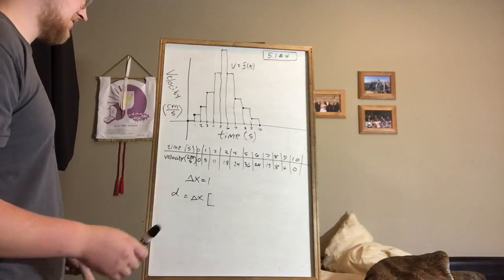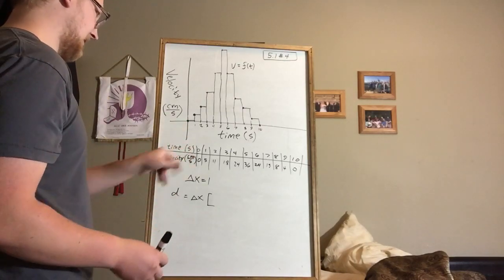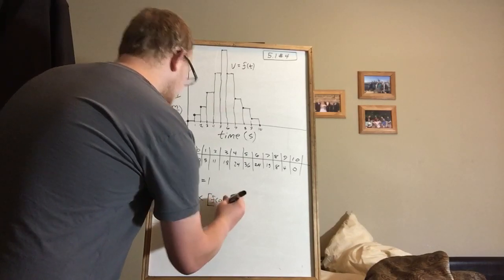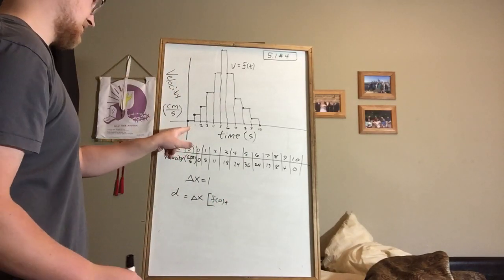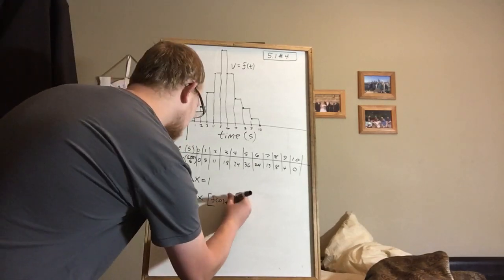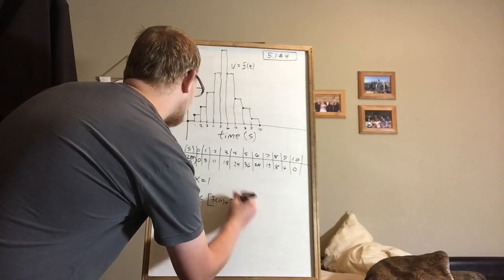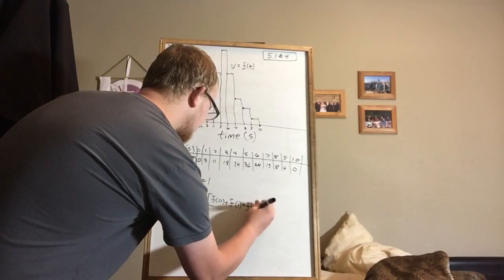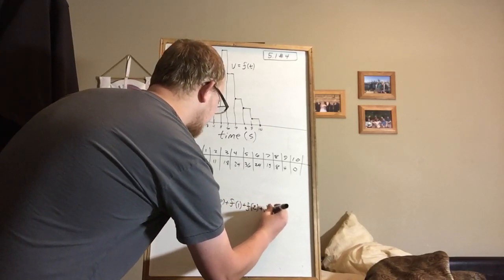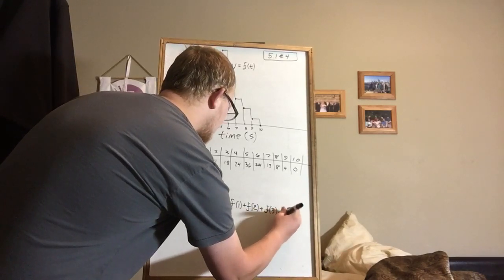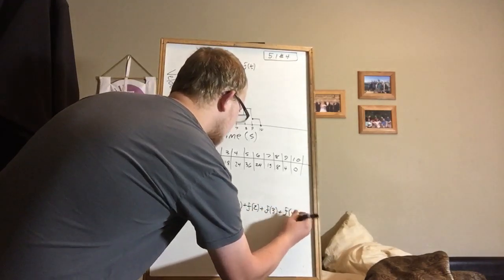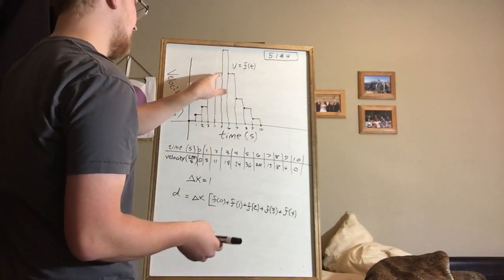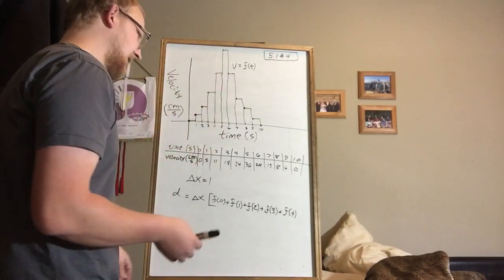And so in order to do that, we'll take f of 0, which is the height of the first rectangle, plus f of 1, which is the height of the second rectangle, plus f of 2, height of the third rectangle, f of 3, height of the fourth, f of 4, height of the fifth rectangle. So you can look here, 4 is this high, and that's our fifth rectangle that we're filling in there.